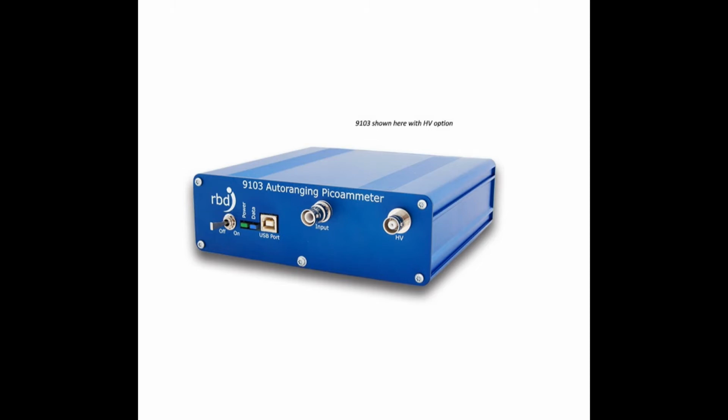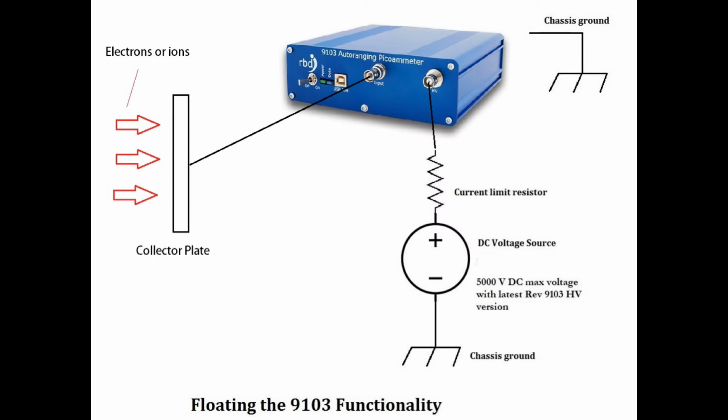This schematic shows how the high voltage 9103 is typically used to measure electron or ion current in a vacuum chamber. By biasing the 9103 higher or lower than the voltage potential of the incoming current, the collector plate can accelerate or retard those ions or electrons. Being able to float the collector plate up to plus or minus 5 kV DC opens up opportunities for lots of interesting experiments.